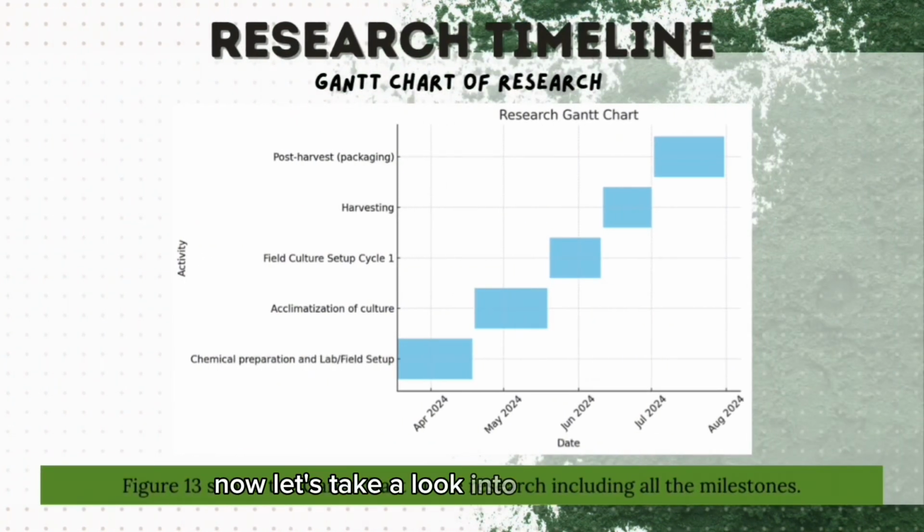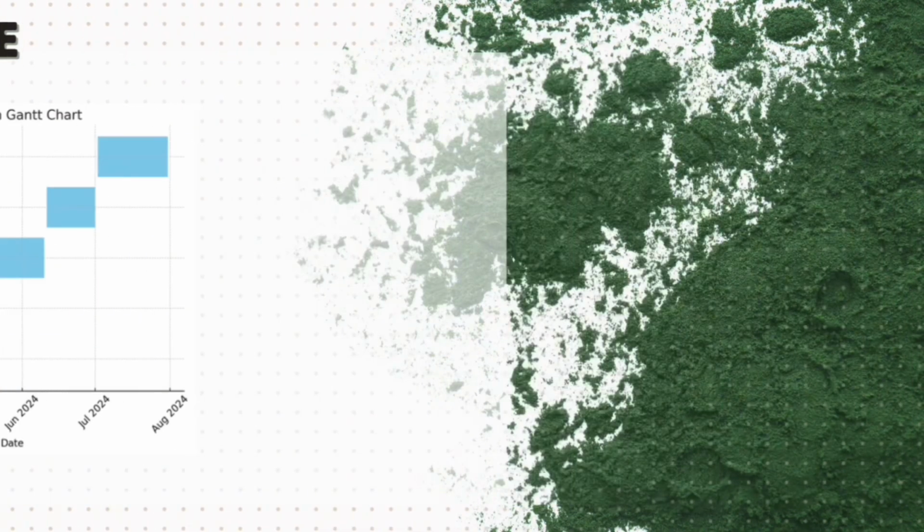Now, let's take a look into the Gantt chart of research. Figure 30 shows the Gantt chart of the research, including all the milestones, as I have stated before.